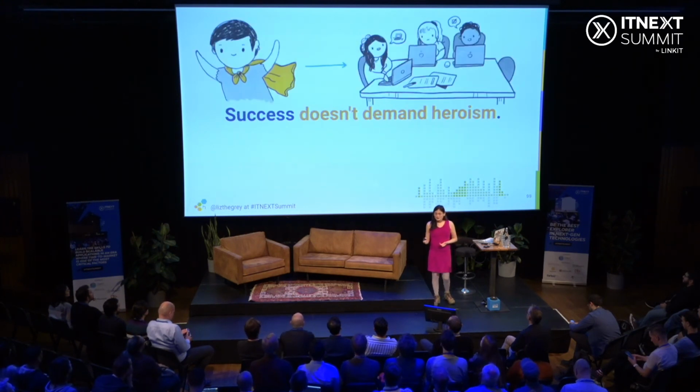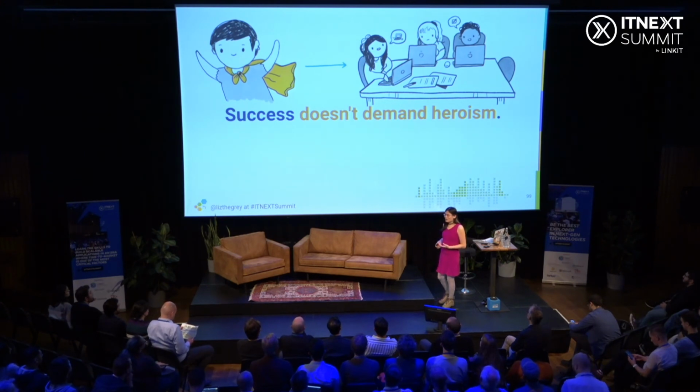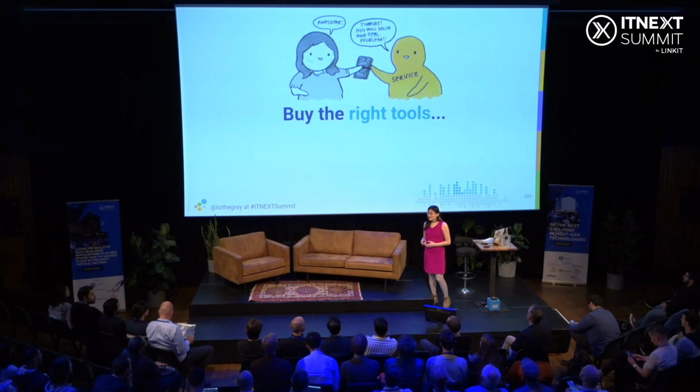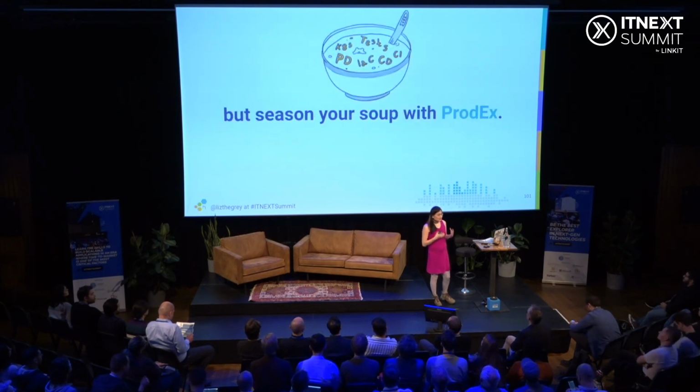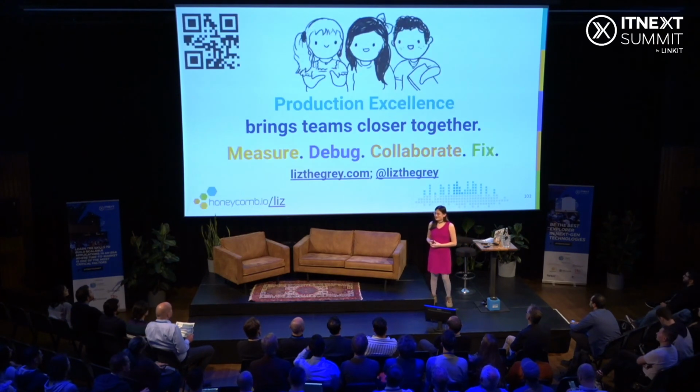You don't have to be a hero to have a successful team. You don't have to say, we all have to be heroes to have production ownership. Instead, we need production excellence. And to get there, yes, some tools can help you along the way, but really, you need to invest in building the right culture. So buy the alphabet soup, but season it with some production excellence practices.